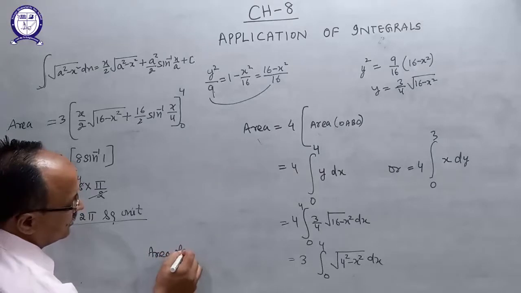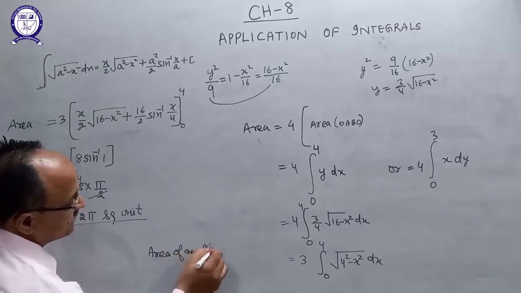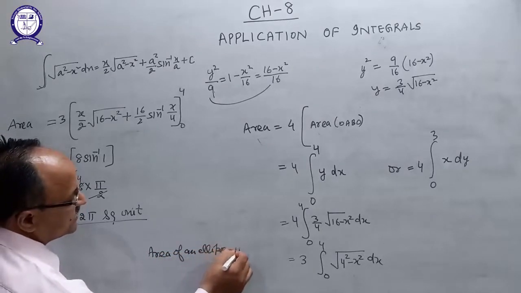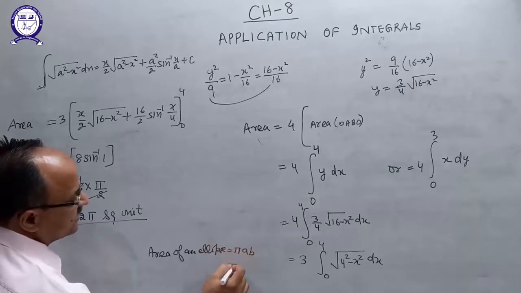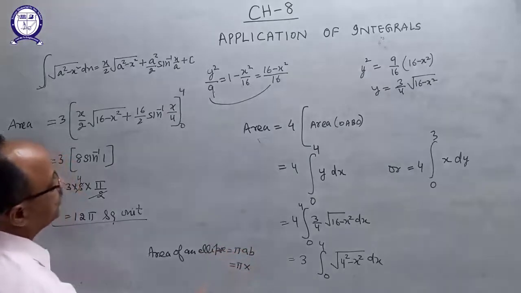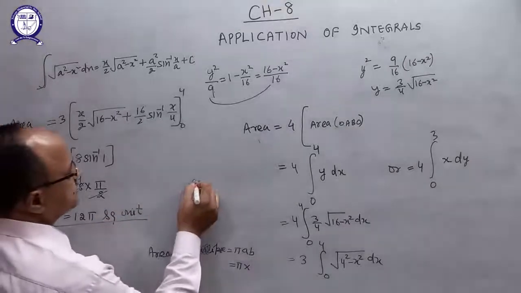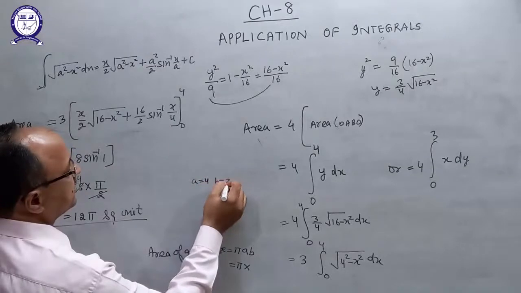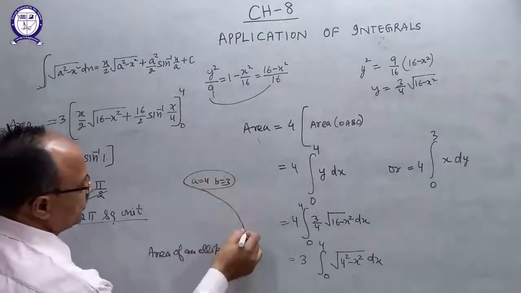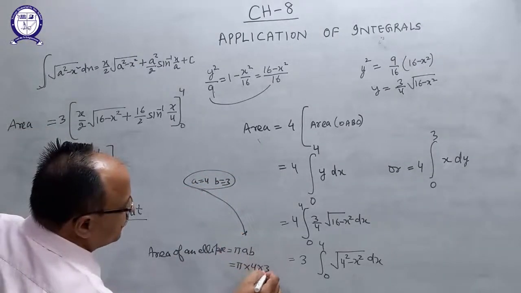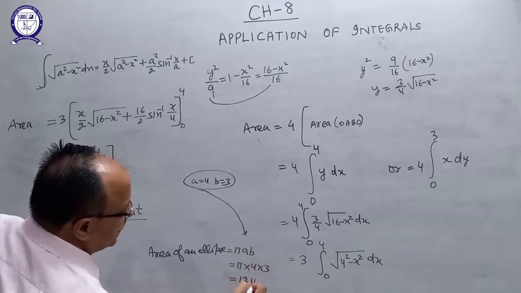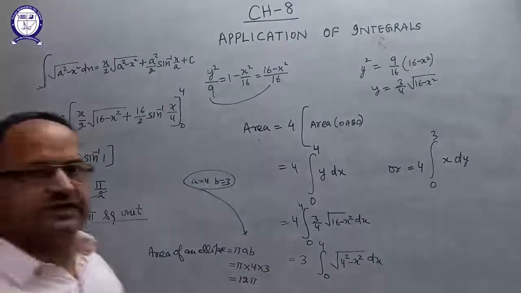Or by the direct formula, for verification only, the area of an ellipse is pi A B. In this question A is 4 and B is 3. Put here 4 into 3 is 12, so it is 12 pi, only for verification. Clear?